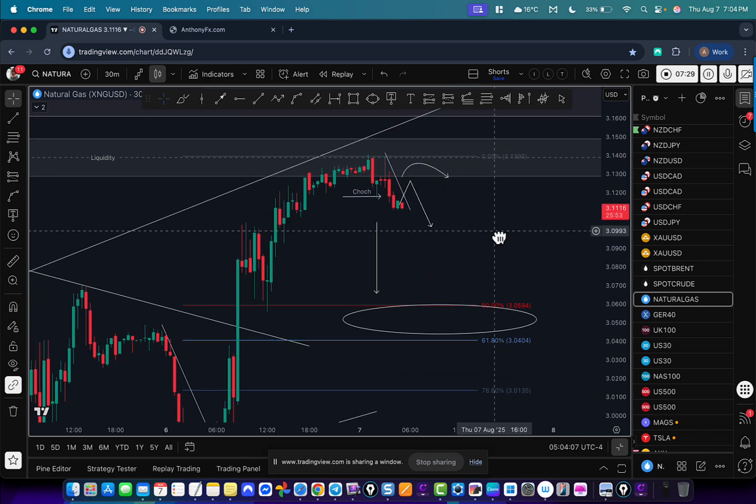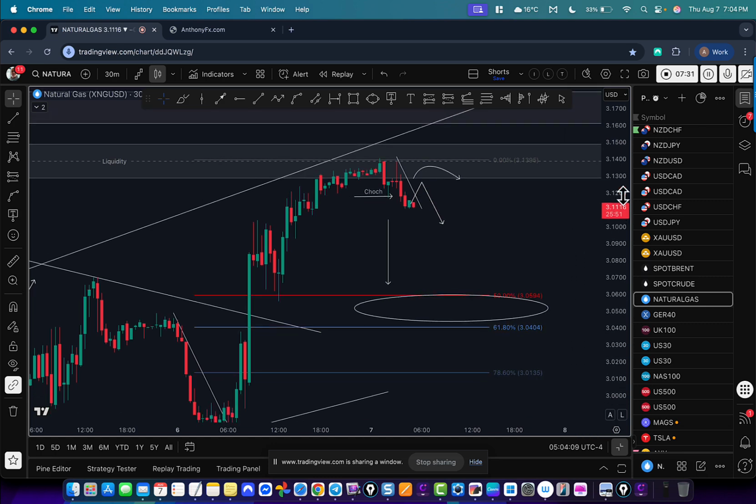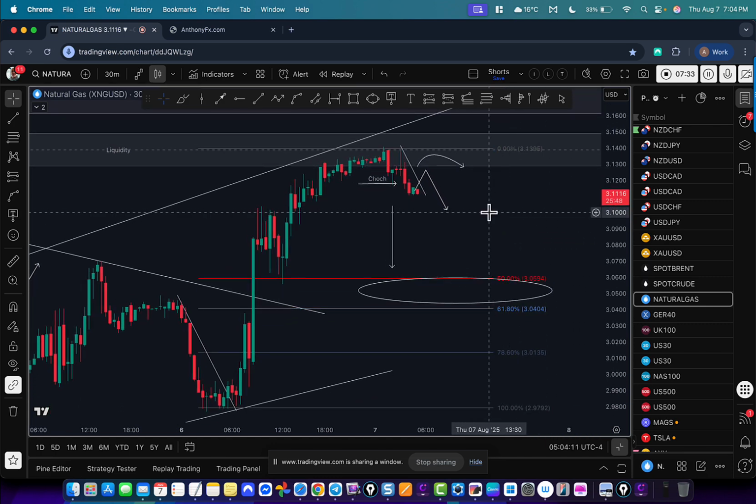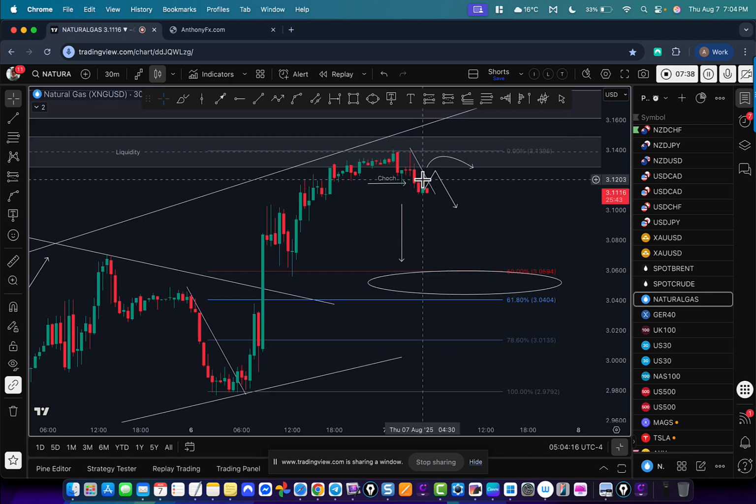Anyway, that's my take on natural gas at the moment. It's just not a scalp, maybe scalp, but a scalp/day trade idea. Let's just see if we get this movement here, and possibly that.